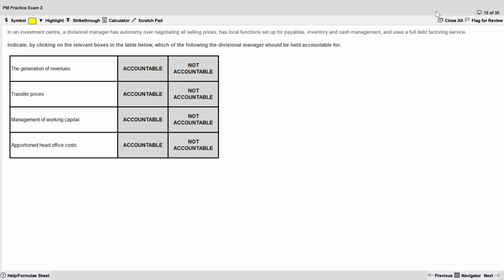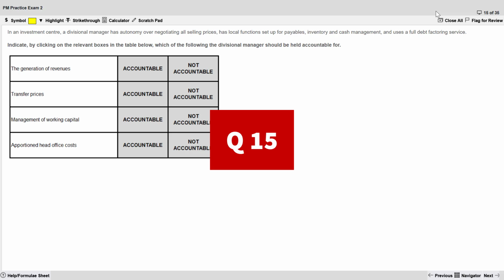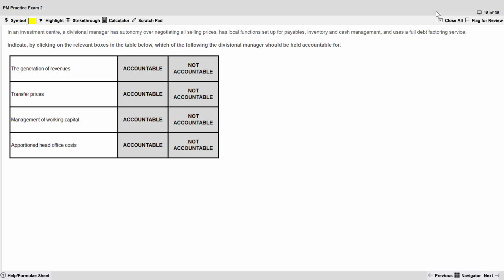Moving on to the last question. Ending on an easier note, we have a theoretical question about responsibility centers. Let's read the story. Let's see what this investment center manager is responsible for. Well, they negotiate selling prices, and they're in charge of payables, inventory, cash management, and using a debt factor to manage their receivables. So this person's in charge of working capital management as well.